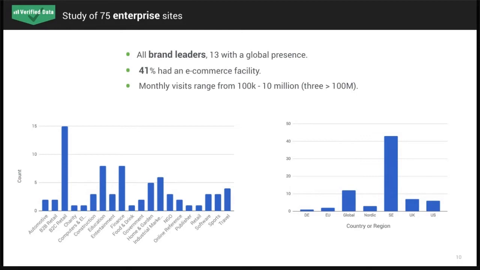And the two graphs there are just a breakdown of the market sector. So the left-hand chart is the business vertical. The peak there is B2C retail. That's where we happen to have done most of these audits. And the right-hand chart is just the country or region in which those websites focus. I happen to live and work in Sweden, so there's a bias there in the number of Swedish websites we've audited.